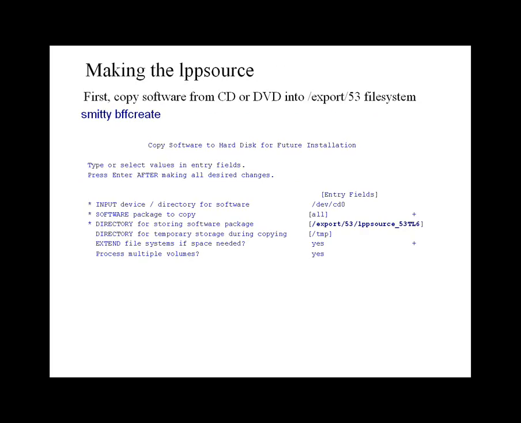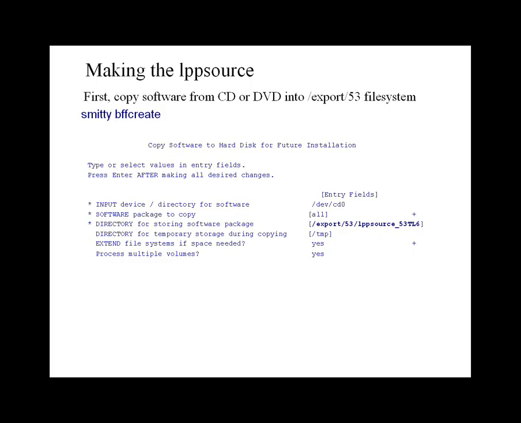So I've got the file sets installed. I've done the initial master config. Now I need to copy the media into the export 5.3 file system. And I do this outside of NIM. I'll do a SMITTY bff create. And I'll go down actually into export 5.3, and I'll make that directory, lpp_source_5.3TL6.